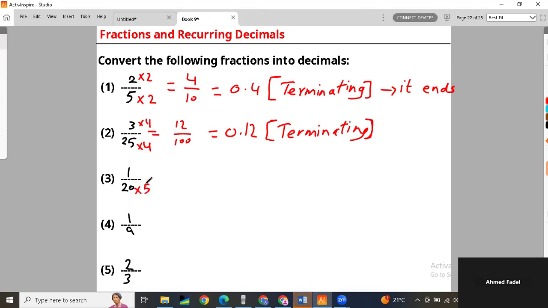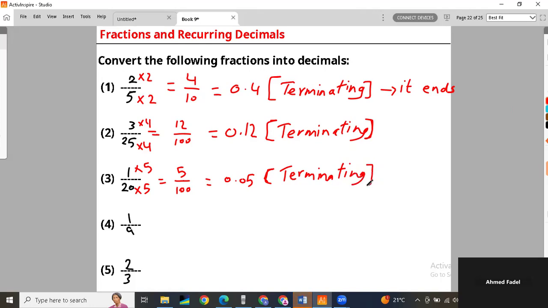Next one over here. If you multiply by 5 and here by 5, why? To make it 5 over 100, which is 0. Don't say 0.5. That would be a big mistake. It's 5 hundredths, which means 5 in the hundredths place. So it's 0.05, which is also terminating.